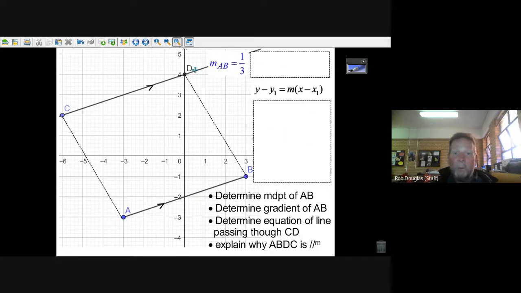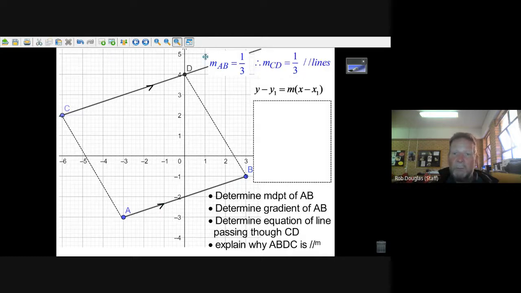The next one, well, we know the gradient of AB is 1 over 3. We're going to use it. They asked us to determine the equation of the line that's passing through C and D. But wait, we just worked out the gradient of A and B. But hang on, you see these little arrows? That means that these two lines are parallel. And if they're parallel, something special happens.